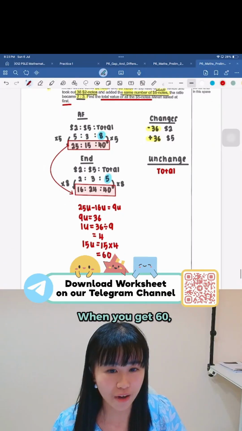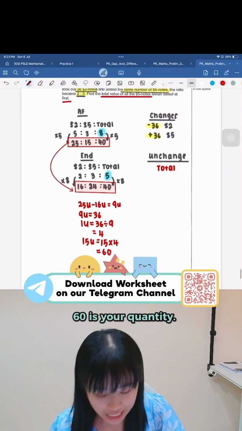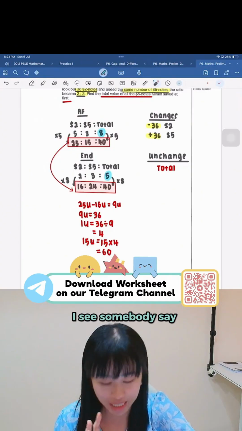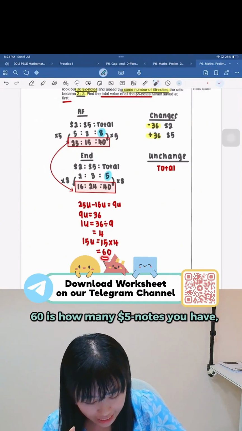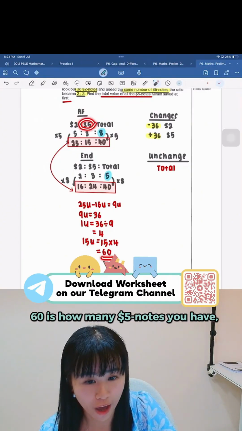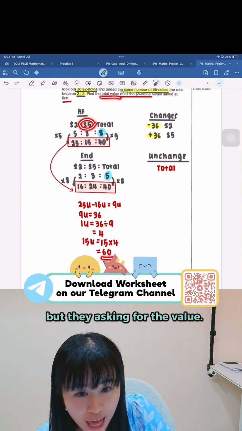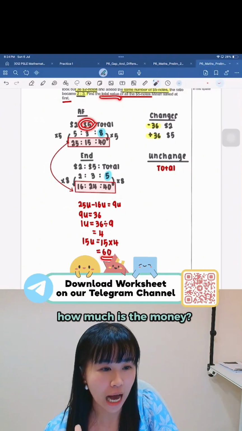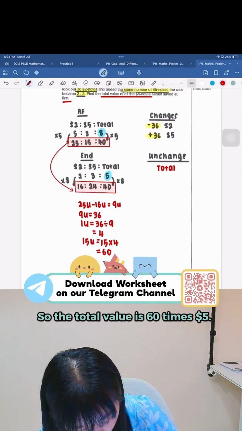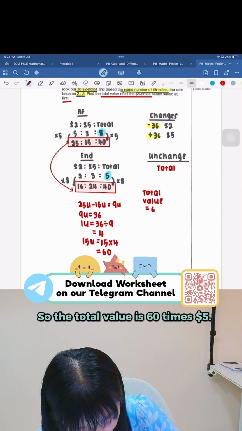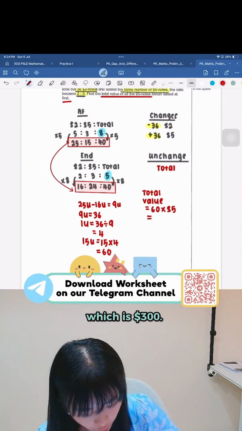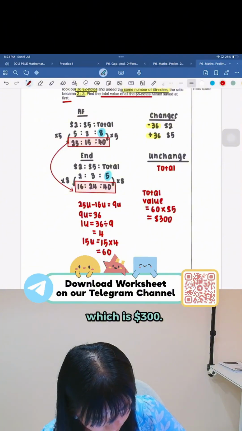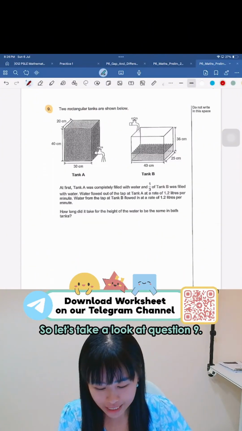When you get 60, everybody, you're not done yet. 60 is your quantity. I see somebody say quantity, very good. 60 is how many $5 notes you have. But they are asking for the value. So if you got 60 $5 notes, how much is the money? So the total value is 60 times $5. That's how you get the answer, which is $300. Yes, $300. Okay, so let's take a look at question 9.